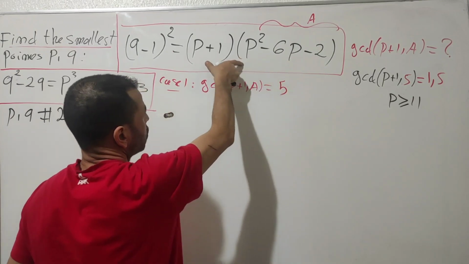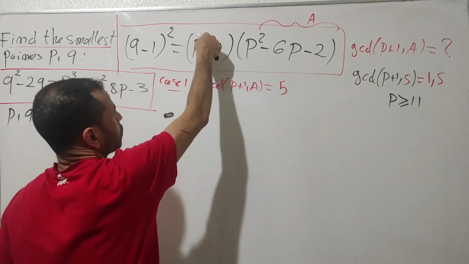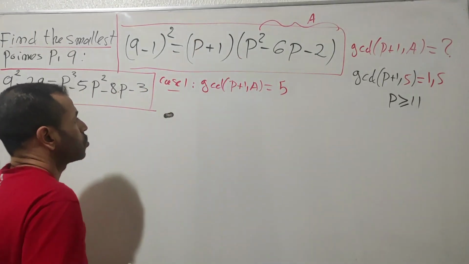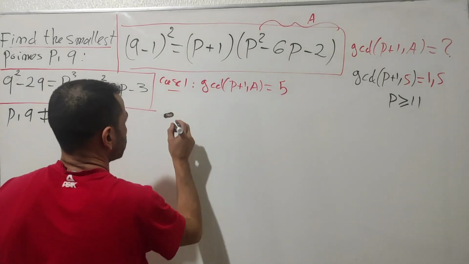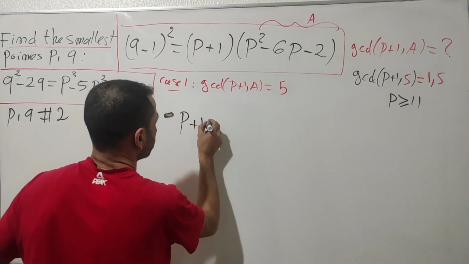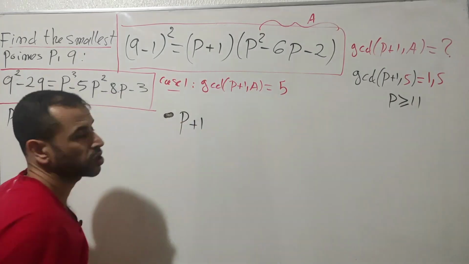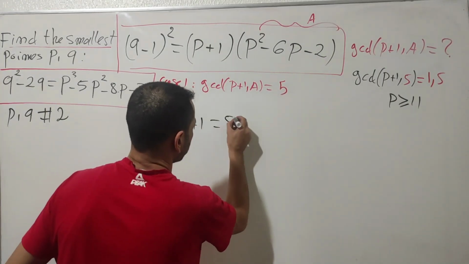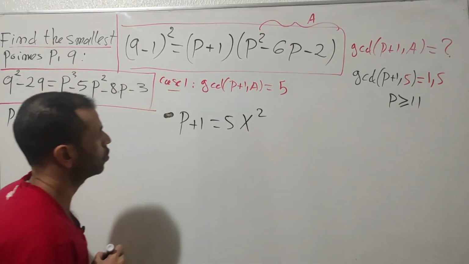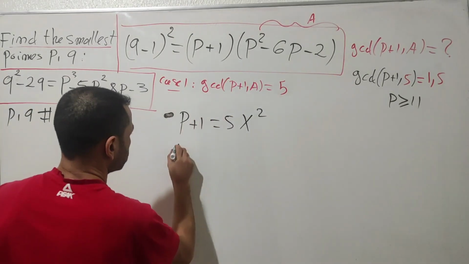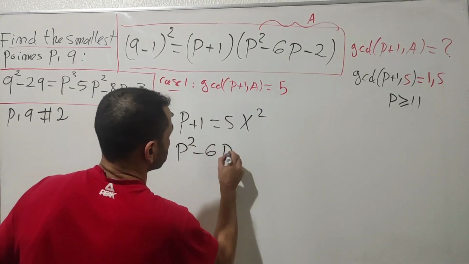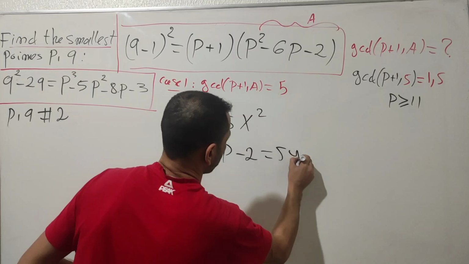Putting 5 together with 5 is going to give us 5 squared. Okay, so now we get p plus number 1 as a perfect square, which equals 5 multiplied by x squared. Also this one, p squared minus 6p minus number 2, equals 5y squared.